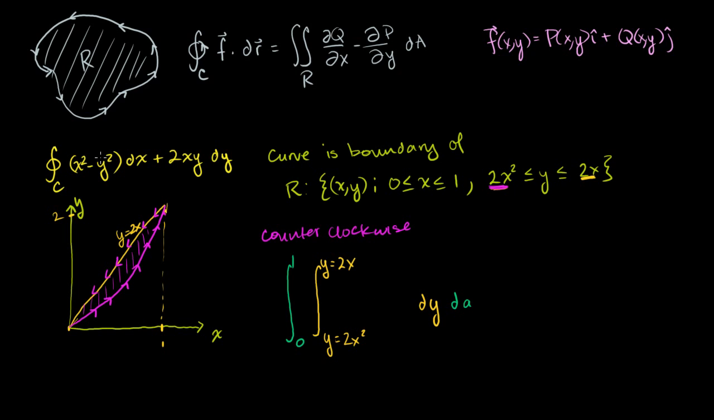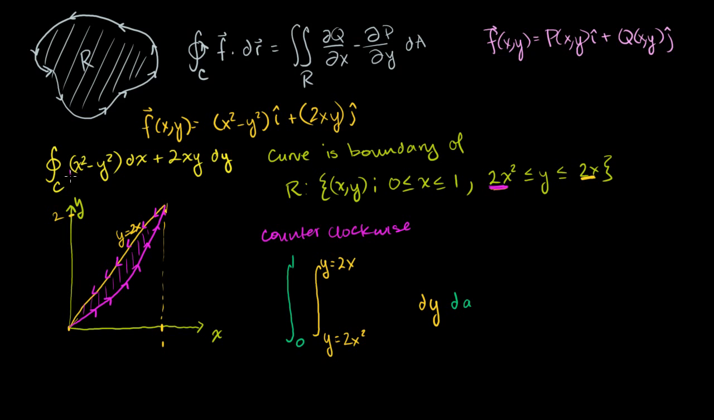Green's theorem. This right here is our F. It would look like this in this situation. F of x,y is going to be equal to x squared minus y squared i plus 2xy j. We've seen this in multiple videos. You take the dot product of this with dr, you're going to get this thing right here.